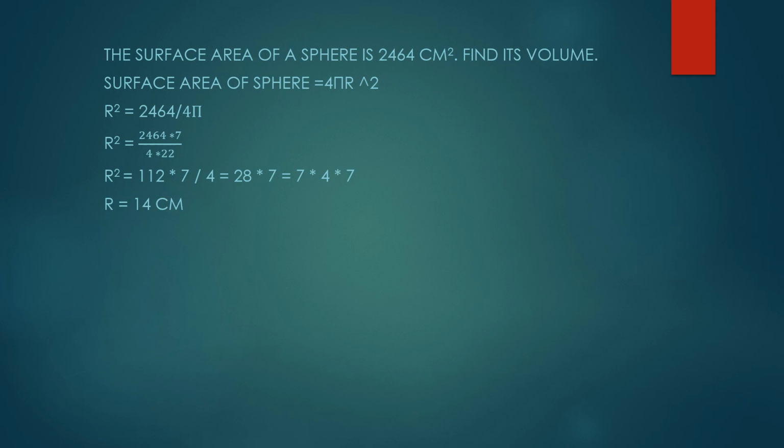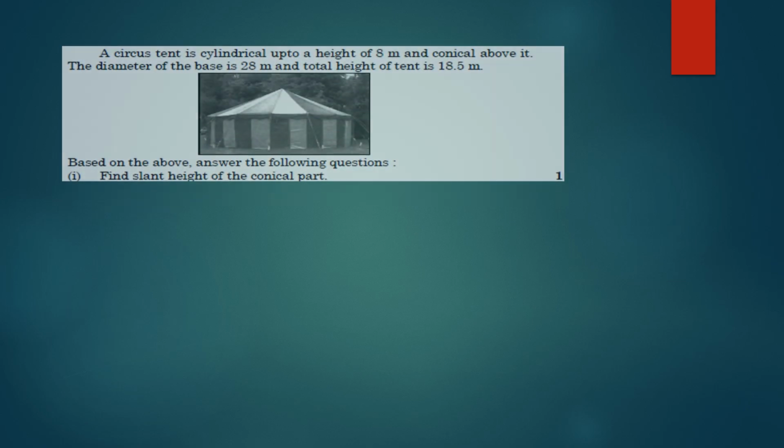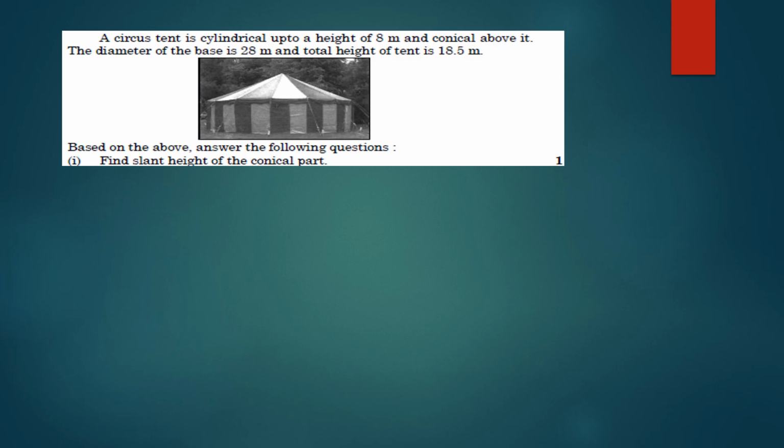Again, do not multiply 112 into 7. Divide it by 4, you will get 28 into 7. Split 28 into factors, you have 7 into 4 into 7. Square root of 7 into 7 is 7, square root of 4 is 2. You get r. Simplify your calculations. Do not complicate it.